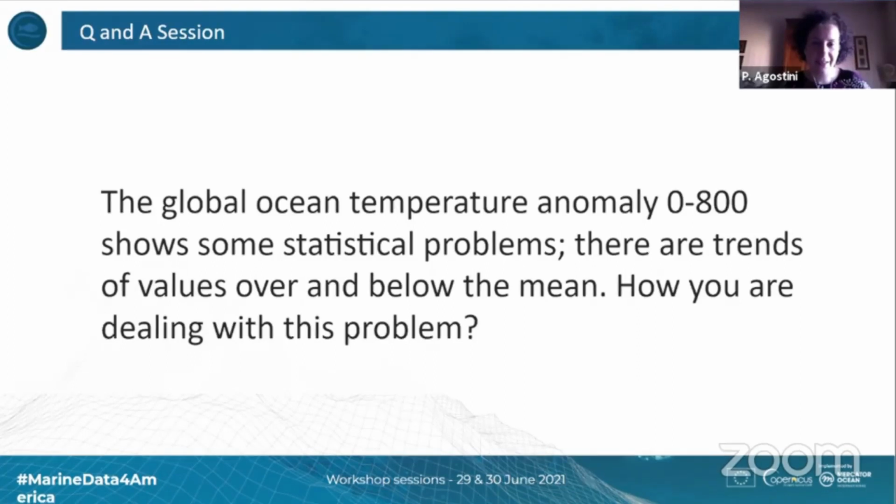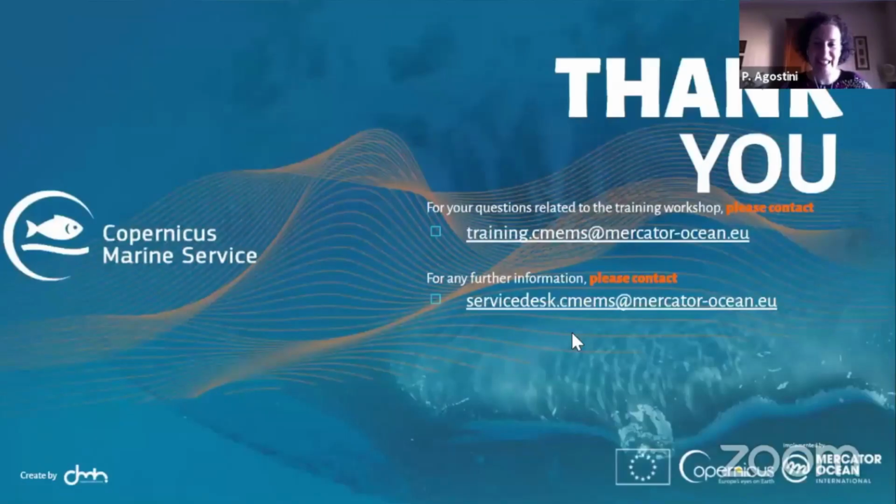I'm not sure I understand this question. We were showing the global ocean heat content anomaly, so that's probably why you are seeing negative and positive values, okay? It was the anomaly with respect to the climatological value, but I'm not sure I'm answering the question. If you are interested in digging more into this issue, whoever asked this question, you can write me. Yes, thank you.